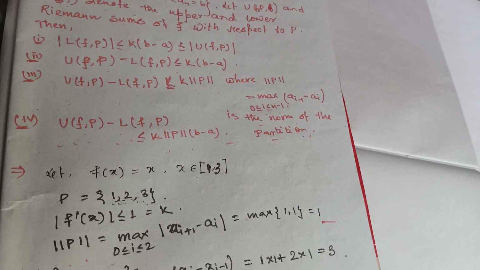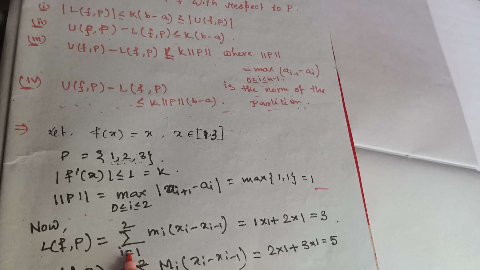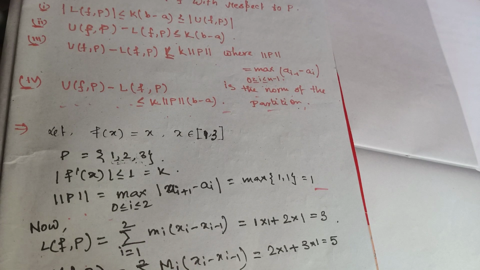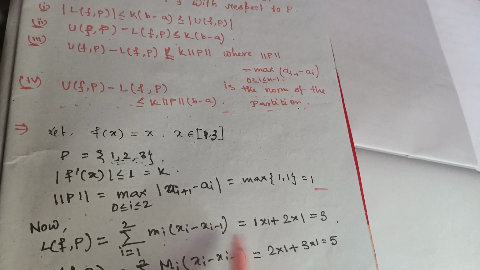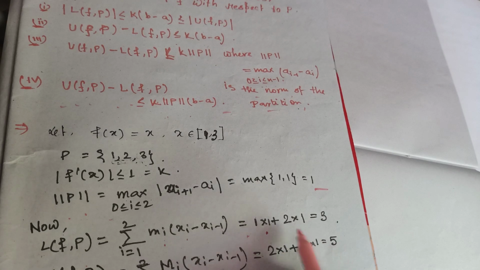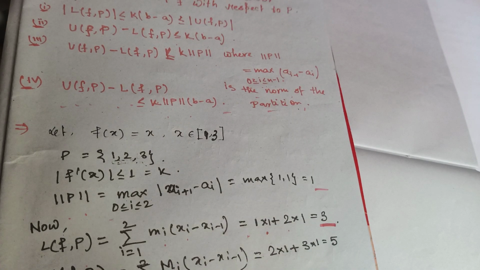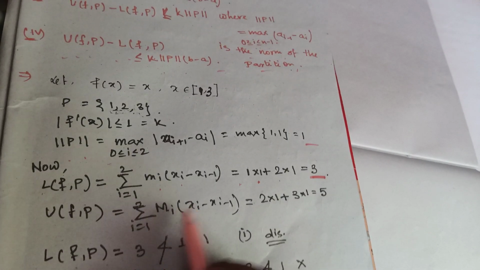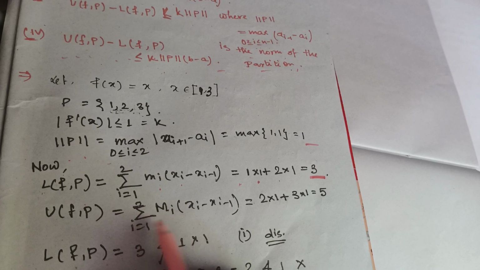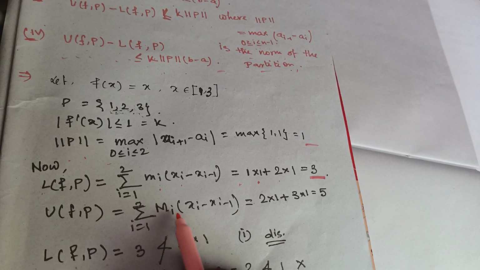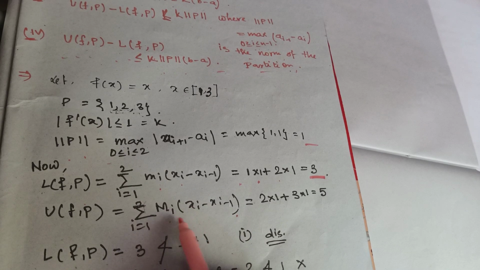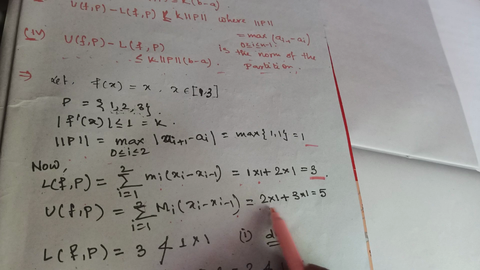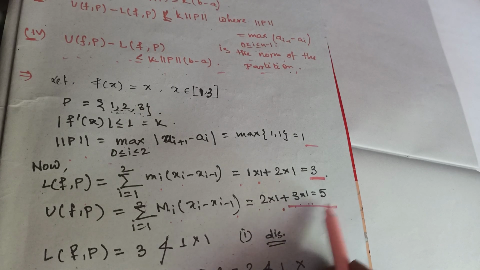Okay, now L(f,P) is equal to the lower sum, that means the summation of i equals 1 to 2 of m_i times (x_i minus x_(i-1)), and we can find this is 2. And U(f,P), that means the upper Riemann sum, is the summation of i equals 1 to 2 of capital M_i times (x_i minus x_(i-1)). So here, capital M_i, 2 into 1 plus 3 into 1, that is 5.